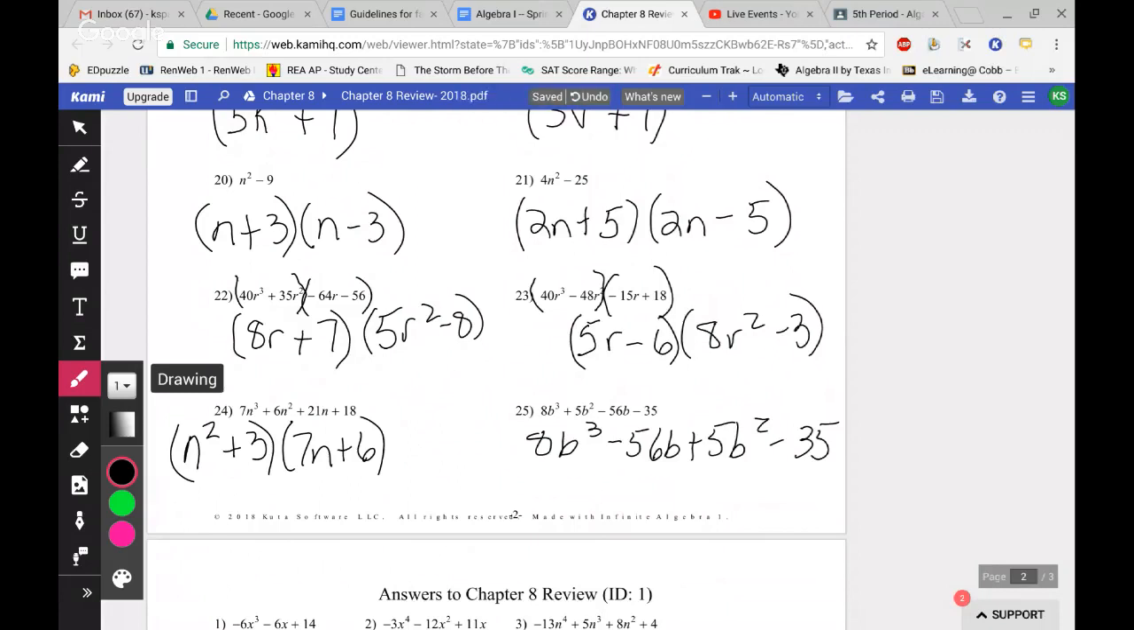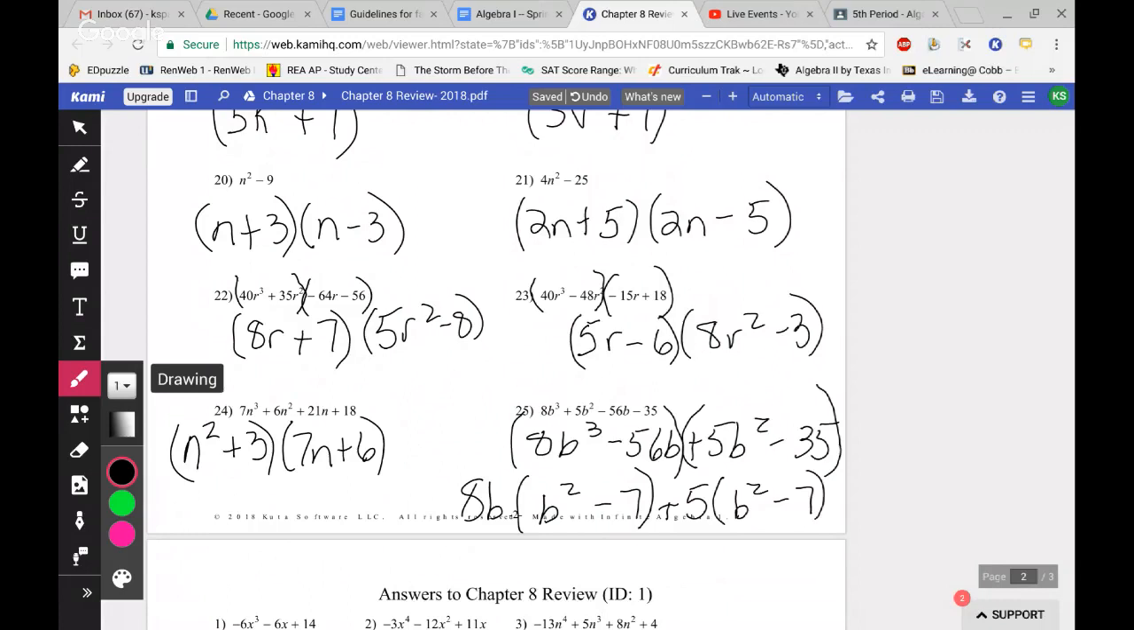All right, so then we're going to group this first set together and then group the second set together. What could I take out of this first set? 8b. Yeah. Okay, what would be left? B squared minus 7. And what could I take out of this second one? 5, just 5. And I would have b squared minus 7 left.